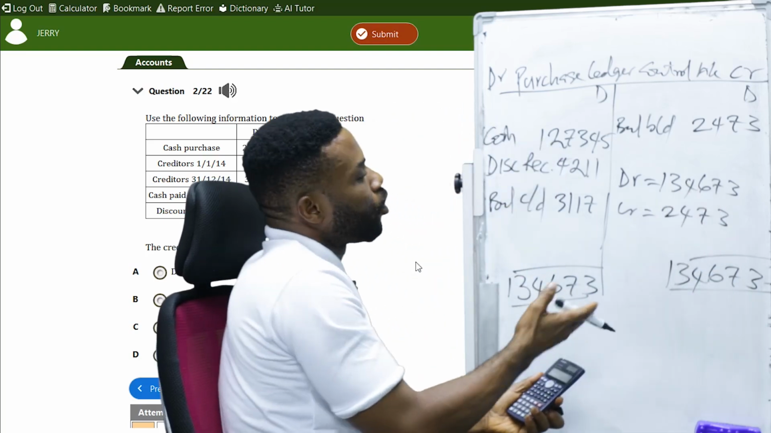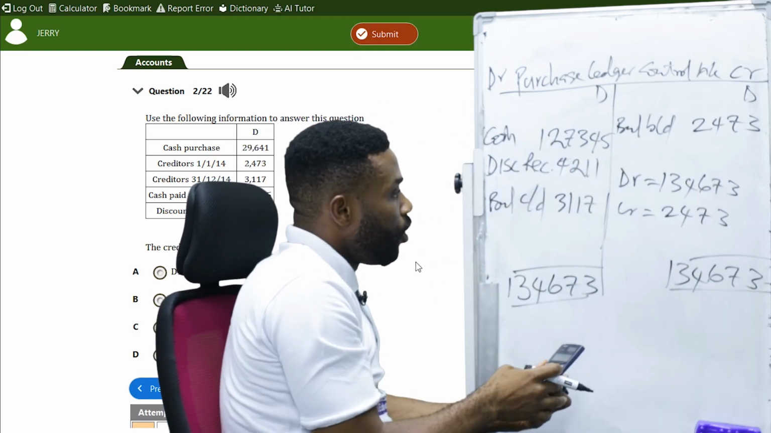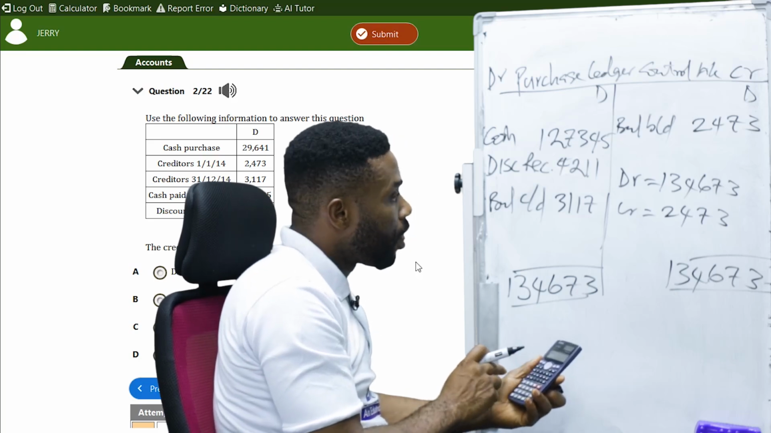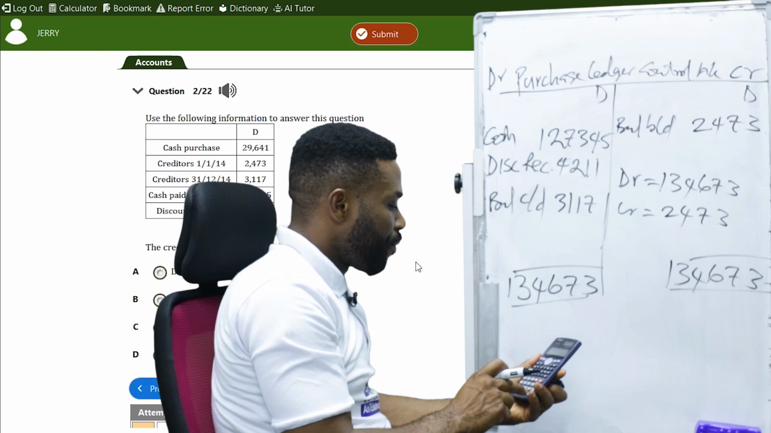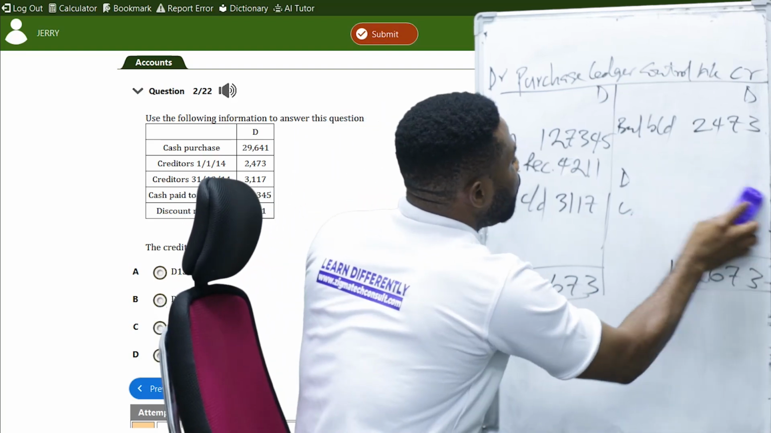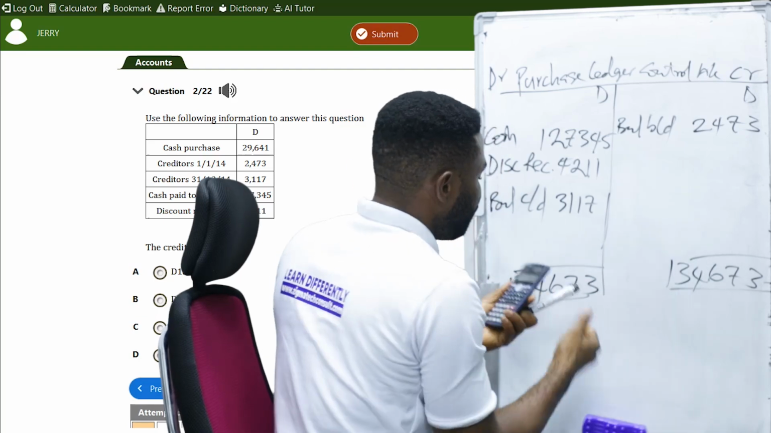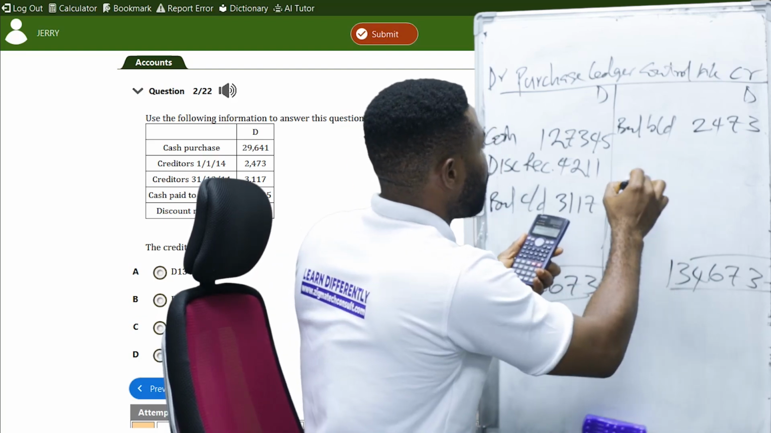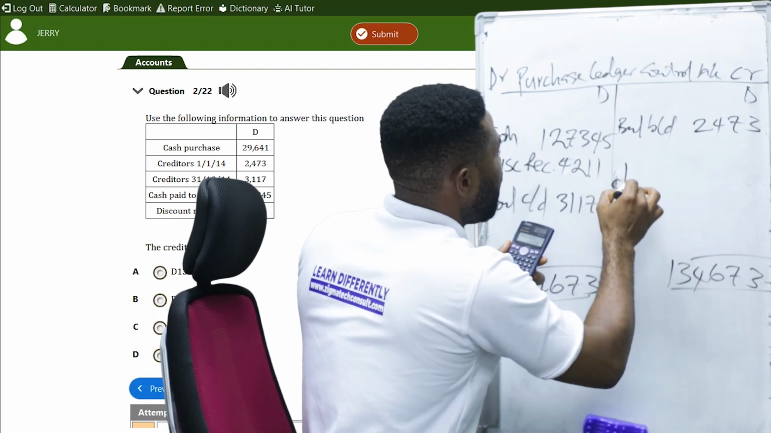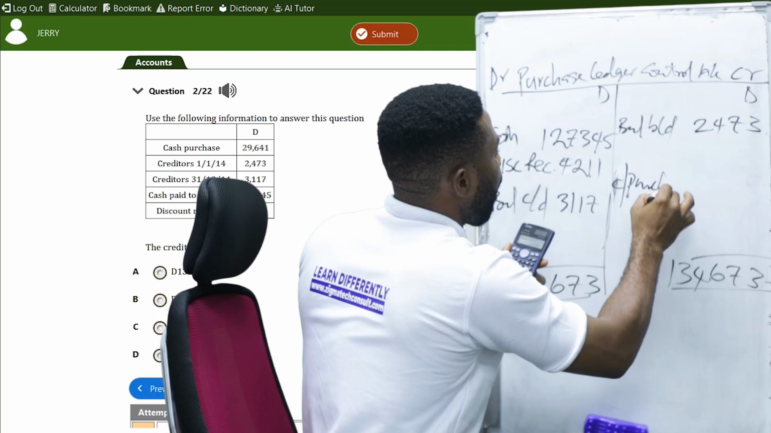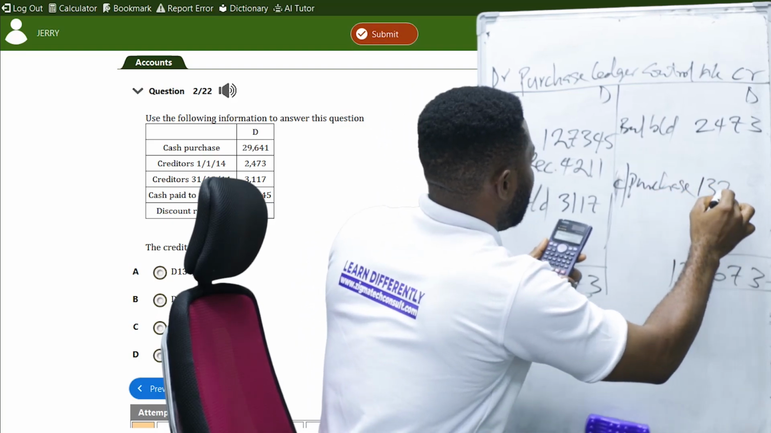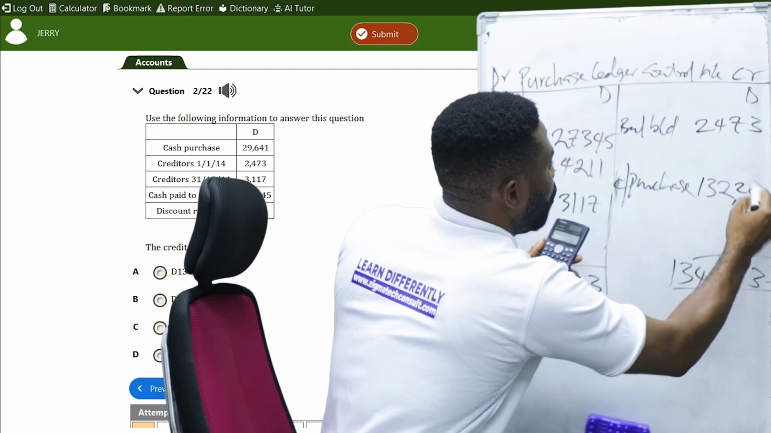Now compare both of them. Just subtract 134,673 minus 2,473. So your credit purchase is going to give you 132,200.